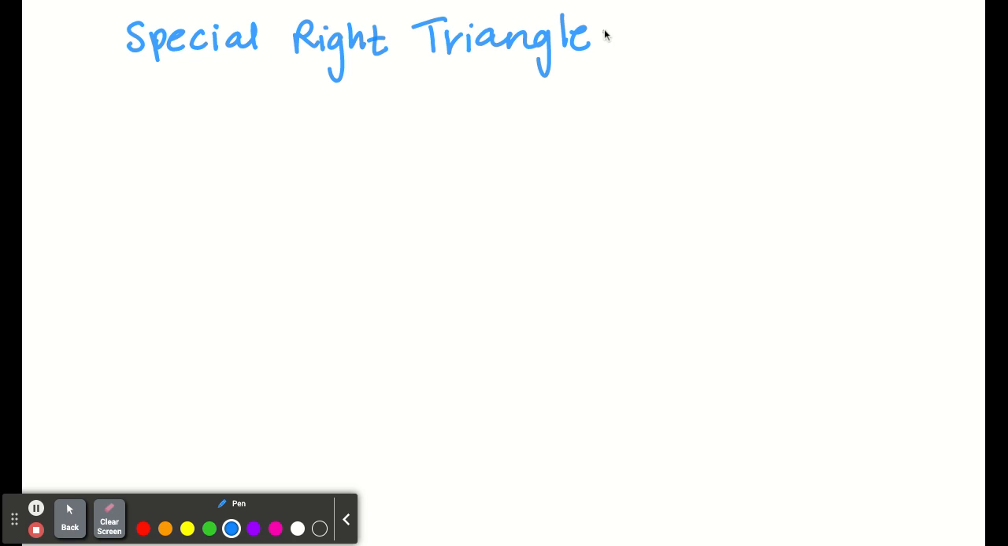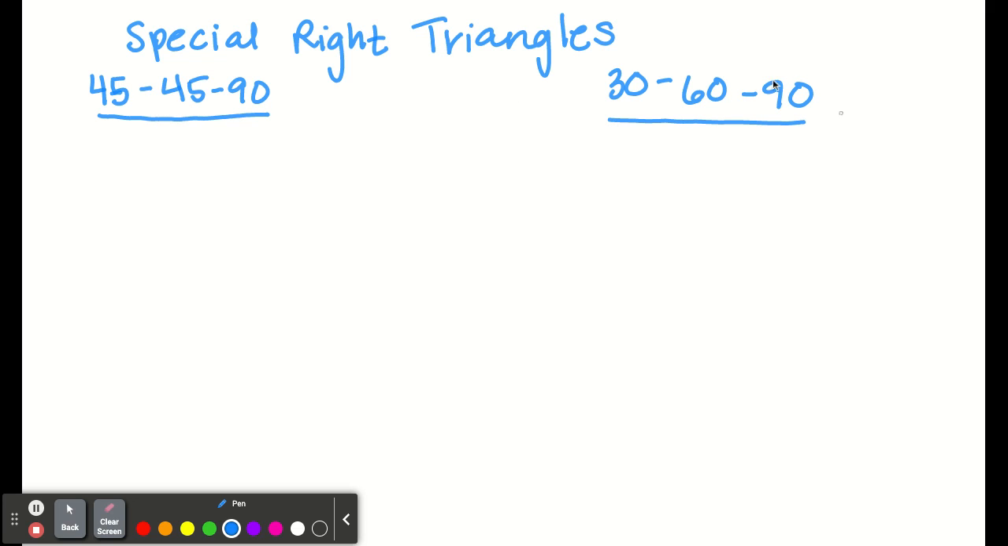The next thing I want to talk about is our special right triangles. We have two special right triangles. The first is our 45, 45, 90. And the other is the 30, 60, 90. We use our special right triangle ratios to find missing sides. But again, we have to know that we have the 45, 45, 90, or we have the 30, 60, 90 triangle before we can use those ratios.